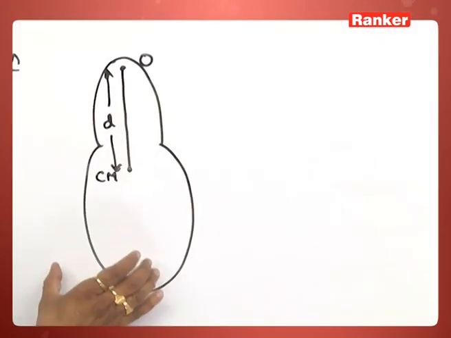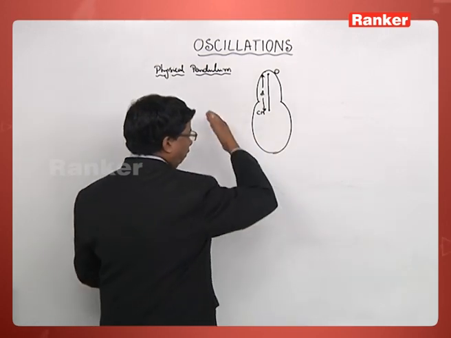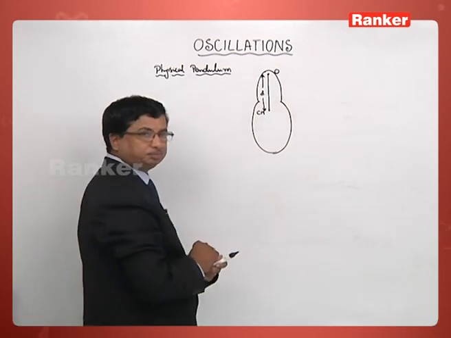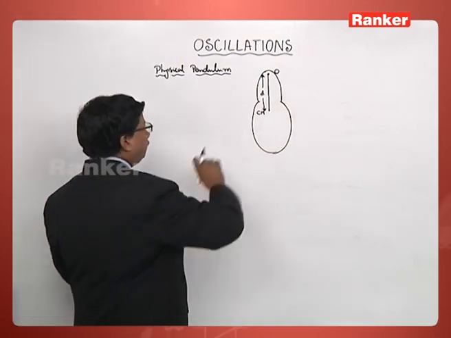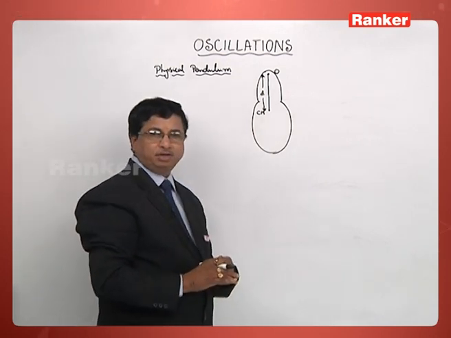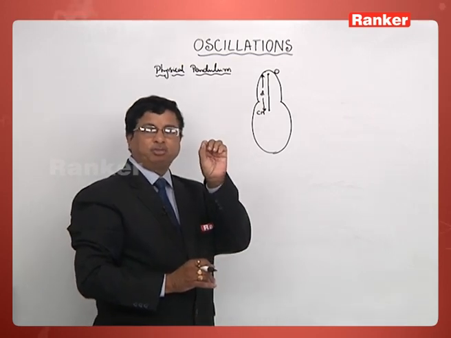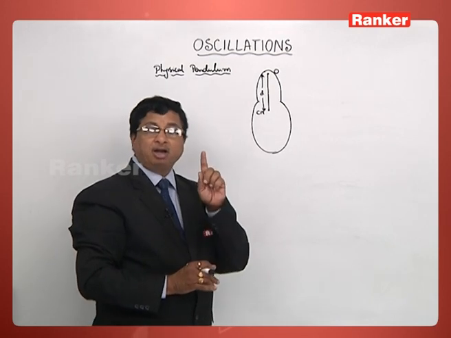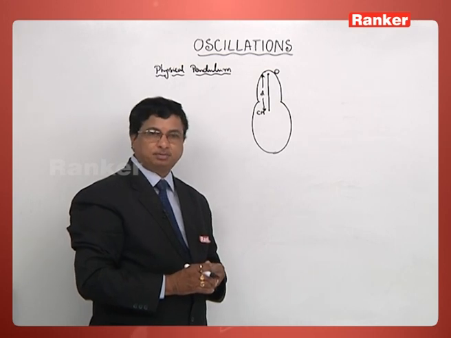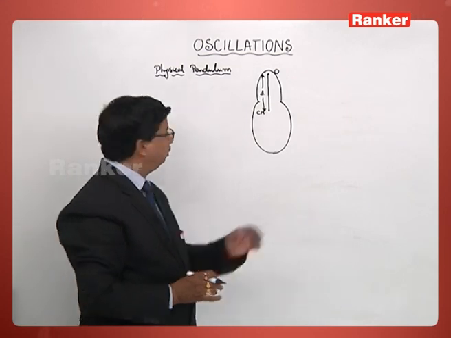Now, when I just move this one aside a little, and if I leave it, then it also oscillates simple harmonically like this. So, this type of a body, any body, there are no restrictions for that. Any body, whichever is suspended with respect to a fixed point and made to oscillate to and fro with respect to the mean position of rest, such a body can be treated as a physical pendulum.